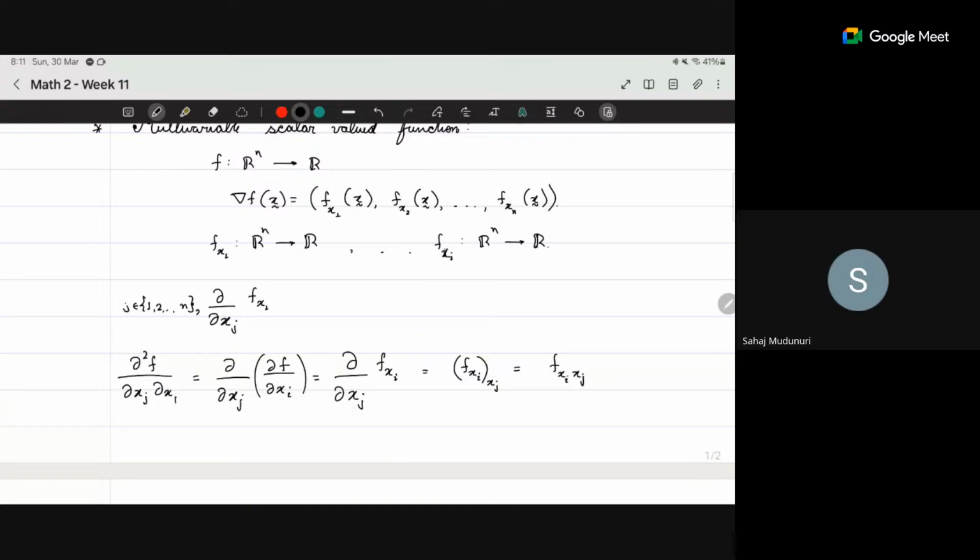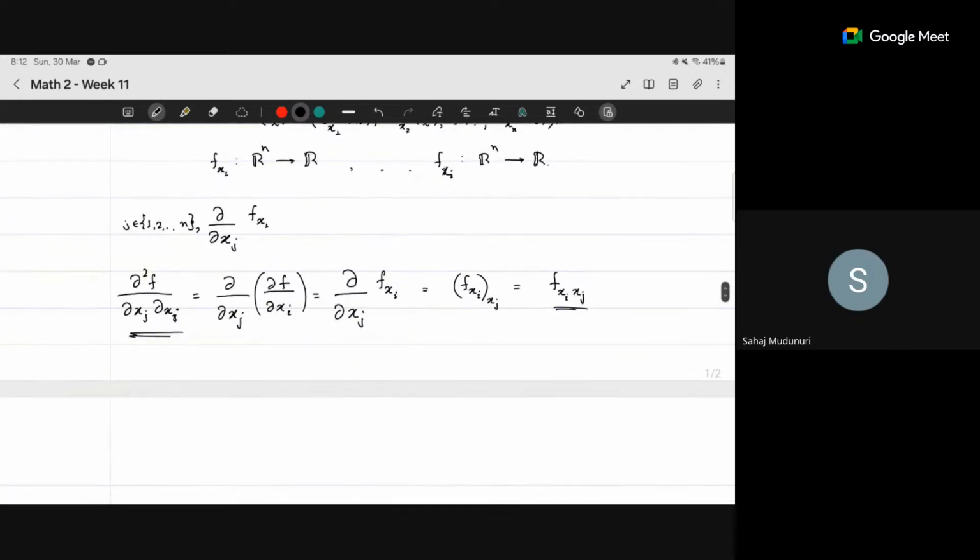So when you write ∂²f/∂xj∂xi, you're differentiating first with respect to i and then with respect to j. But here it will come out as xi xj, but it's actually ∂/∂xj of ∂f/∂xi. Okay, that's all. Just some caution you have to take while you're doing computations.